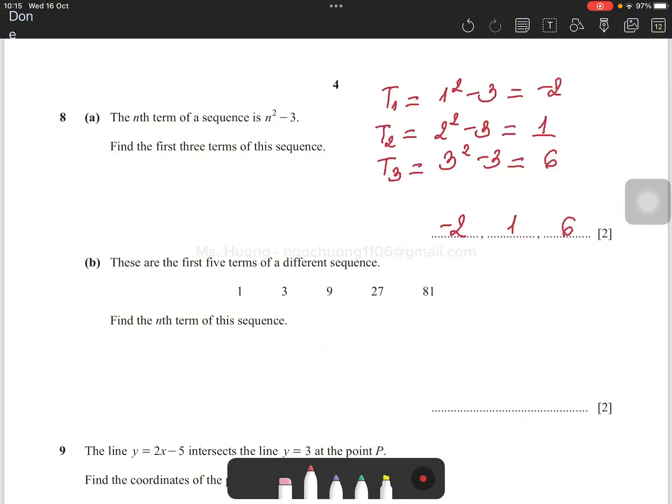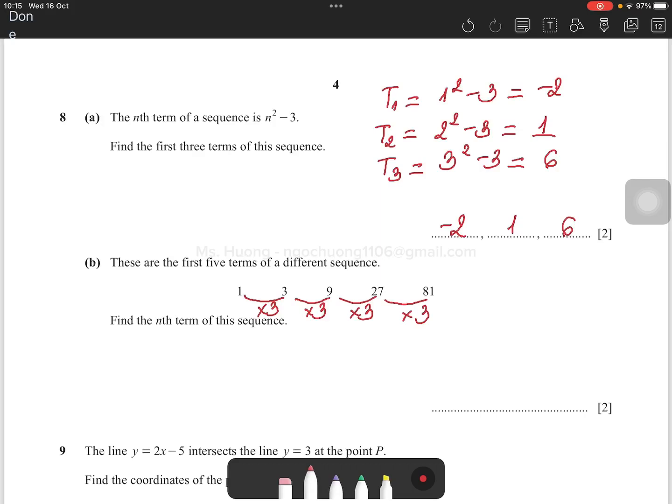B. These are the first 5 terms of a different sequence. Find the nth term of this sequence. So in this case, we see that 1 multiplied by 3 equals 3. 3 times 3 is 9. 9 times 3 is 27. And 27 times 3 is 81. So this one must be an exponential sequence.